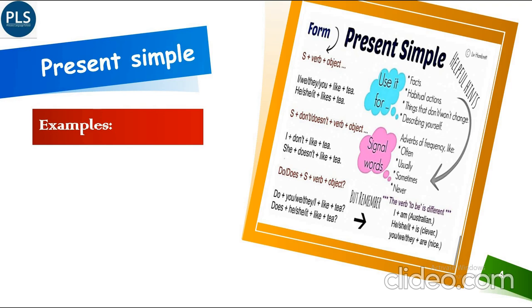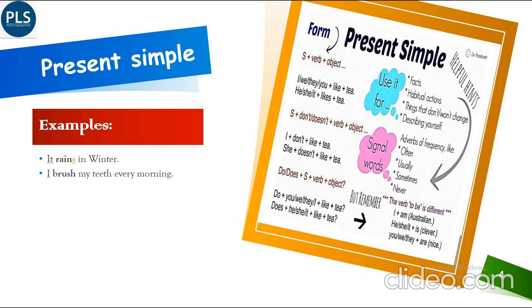Let's now look at the examples, and from the examples we are going to learn the form of the present simple tense. And the first example we have, it rains in winter. It is a singular subject, so we add an S at the end of the verb, and we also can add ES or IES according to the verb. And of course, here we are going to use the present simple tense because it only rains in winter. It doesn't rain in summer, of course.